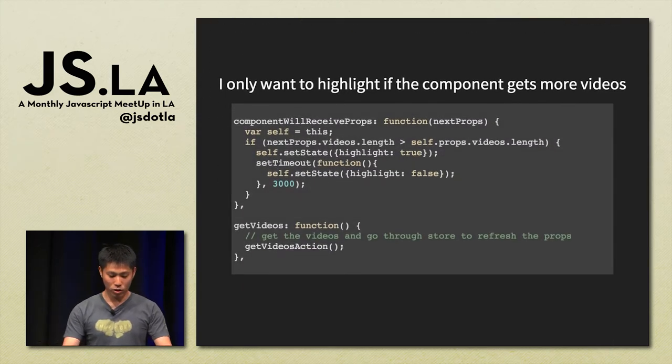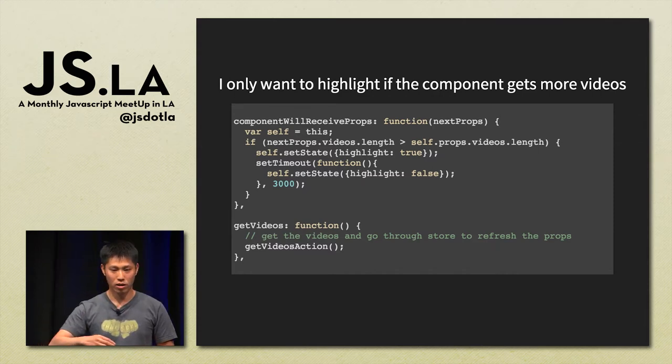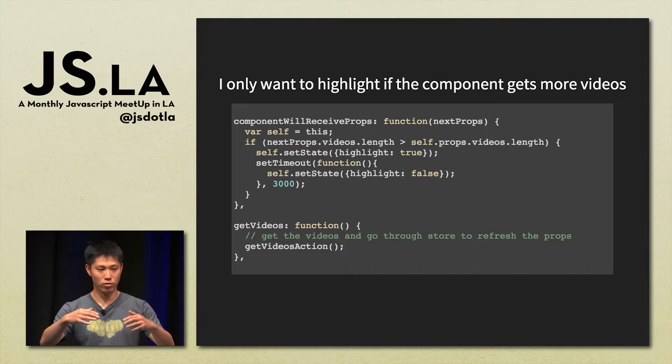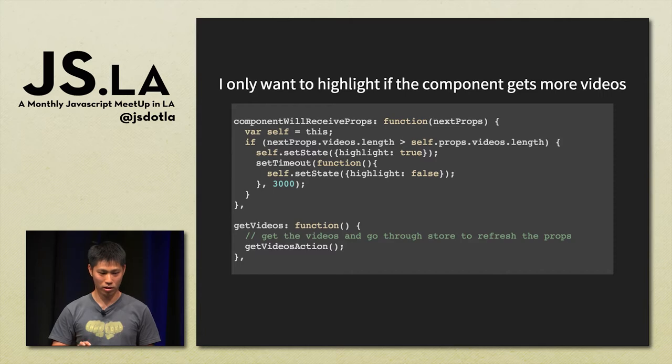So if I only want to highlight the component after I get more videos, I should do it in component will receive props. The flow is like this. You click on it, trigger an action, and the action calls an API, and then goes through the store to go back to the component. Usually it will be top down, going through the props, from the top level component to the child component as a prop. So the component will know that it's a prop change. Now in the prop change, you can be sure that your action has finished, and you can do the set state according to this.